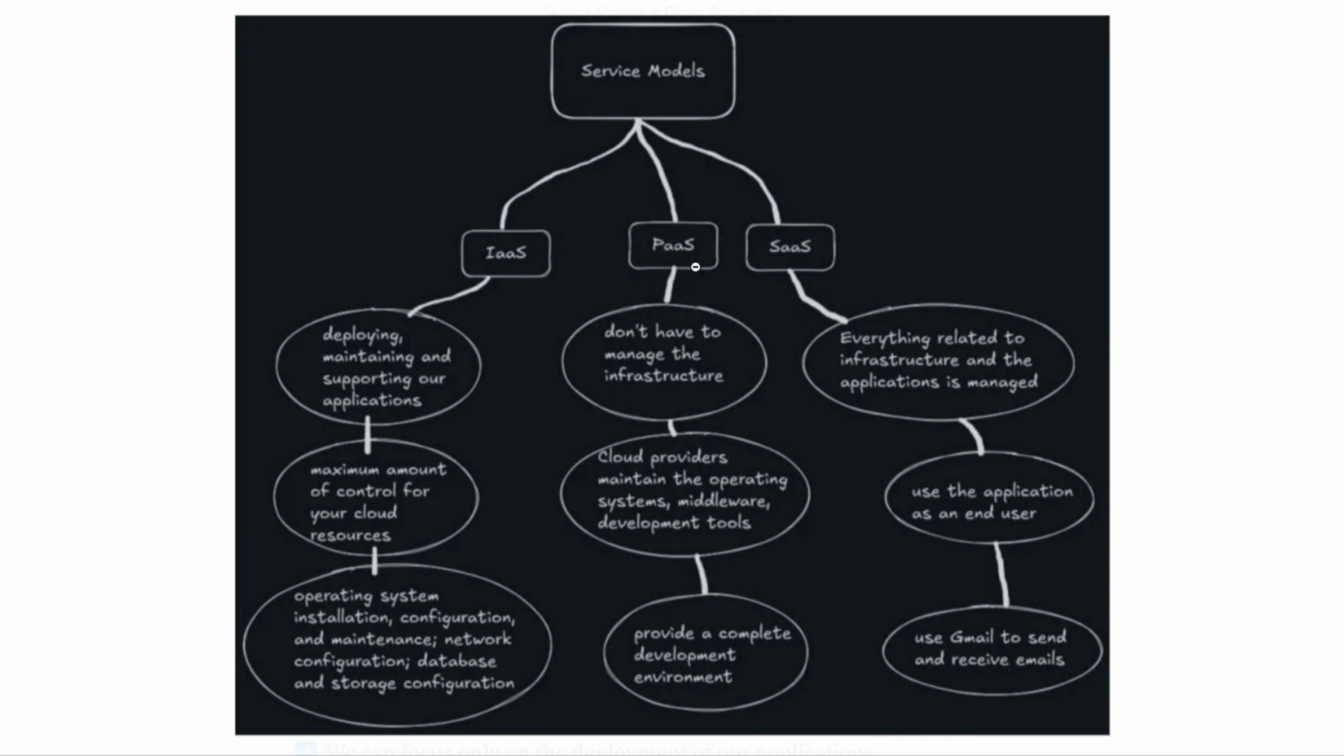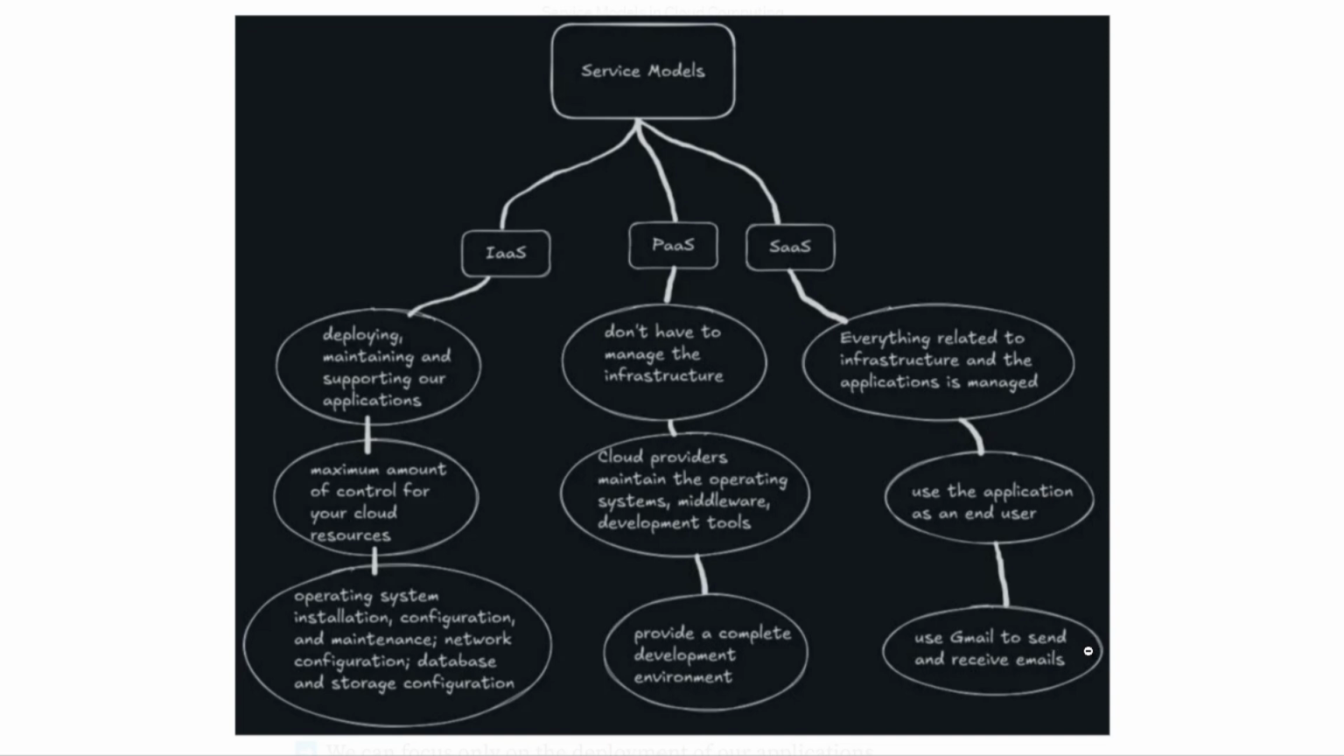Next one is platform as a service. We don't have to manage the infrastructure. The cloud provider maintains the operating system, middleware, and development tools, and it provides a complete development environment. Software as a service means everything related to infrastructure and even the application is managed by the cloud provider or service provider. We just need to use the application as an end user.